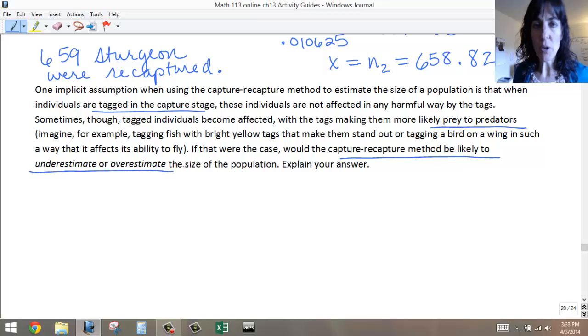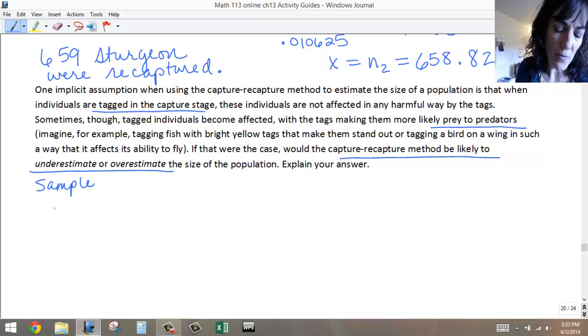So we can think about a scenario. So let's think about this. So sample where we have n sub 1, let's just say, is 500 turtles.